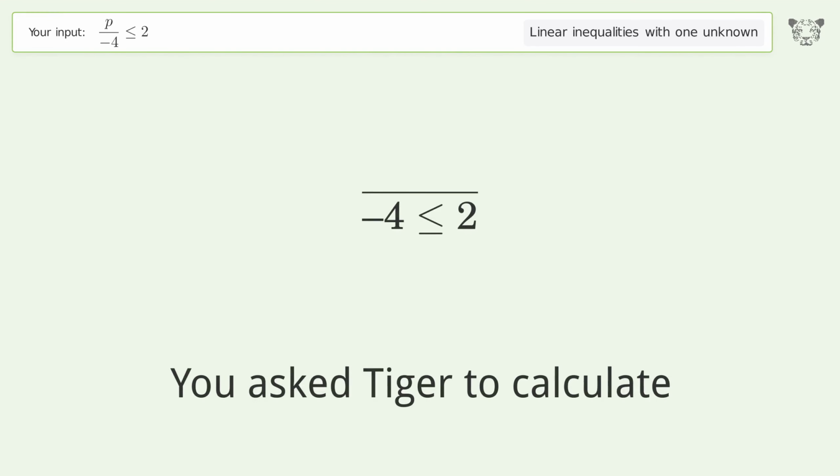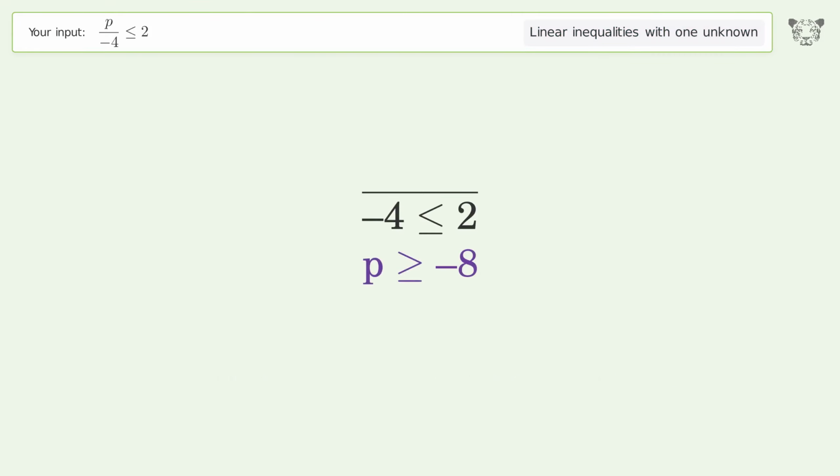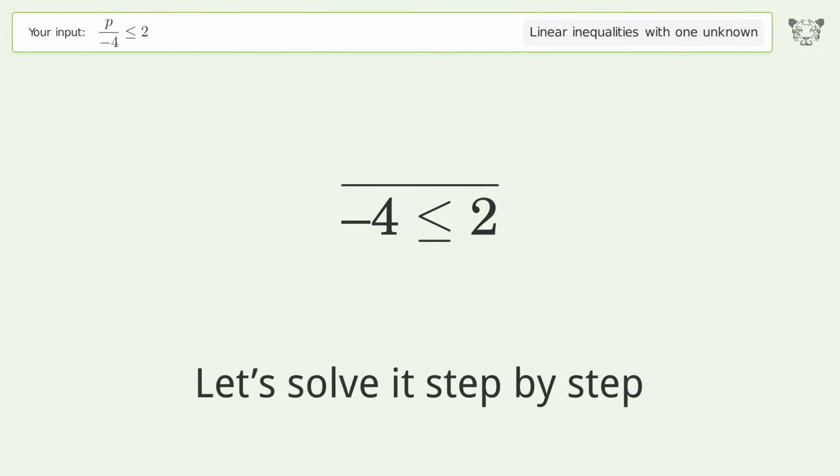You ask Tiger to calculate. This deals with linear inequalities with one unknown. The final result is p equal or greater than -8. Let's solve it step by step.